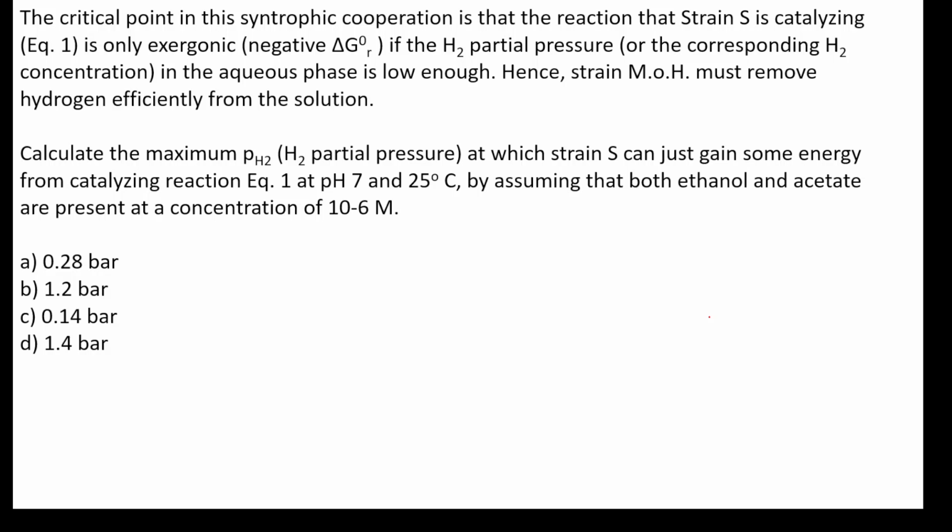So there will be no production of energy, because you know that methane is an energetic compound. It can be used as fuel as well. So there will be waste during this anaerobic digestion. So calculate the maximum H2 partial pressure at which strain S can just gain some energy from catalyzing reaction 1 at pH 7 and 25 degrees Celsius, by assuming that both ethanol and acetate are present at a concentration of 10 raised to power minus 6 molar. So all this scenario is there, but only this much information is required. For that purpose, we need to calculate the partial pressure of H2. This is 10 raised to power minus 6.